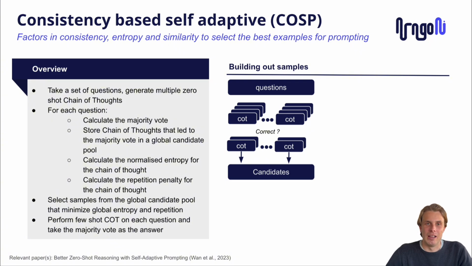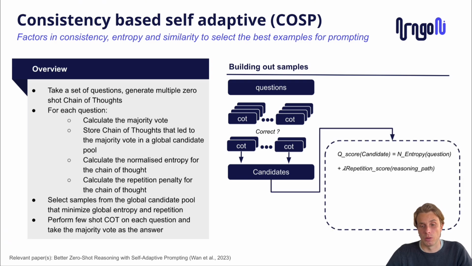We then need to turn these global candidates into a smaller set of samples to use for our few-shot prompting, and the paper proposes the following approach. We first calculate a question score for each candidate, based on the question only and the associated chains of thought. We calculate its score as the normalized entropy of the question itself, plus a penalty for repetition of the reasoning path. Of the chains of thought for that question, we penalize those that are very similar to others. So we have this at the question level.